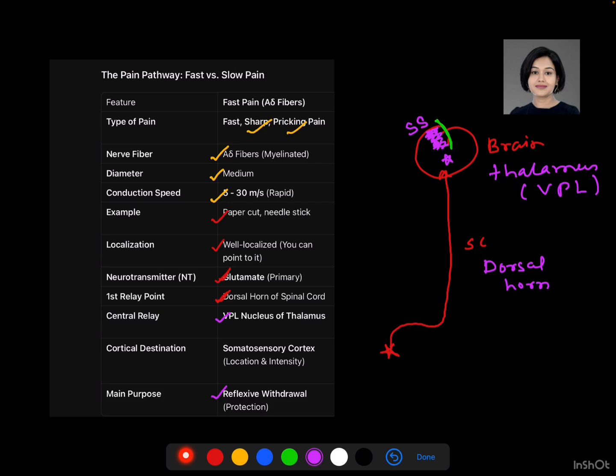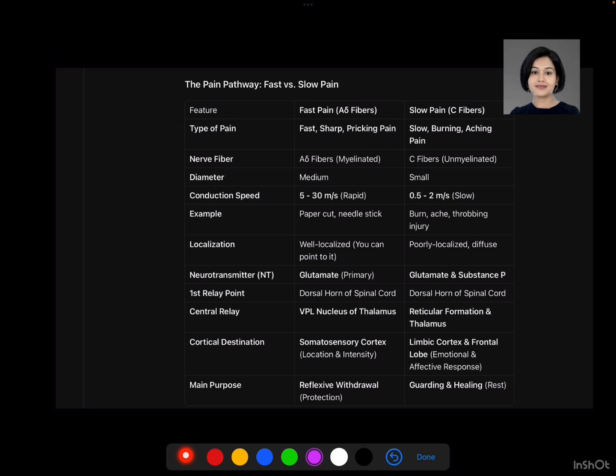Okay, and now let's compare it with the slow pain, and then the point is going to be very, very clear. So this is the difference between the fast pain and the slow pain. As you have seen, the fast is also known as sharp and pricking pain. Slow is known as burning and aching pain. Here the fiber is A delta. Here the fiber is C, going from medium to small.